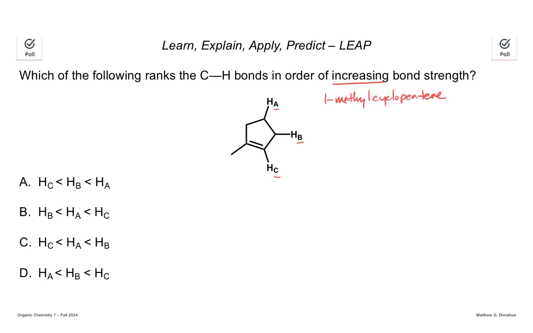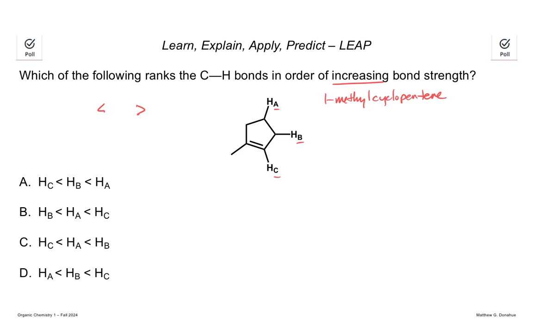So again, you're organizing things according to some trend, and then you have to pay attention to like this or that, less than or greater than. Does it match that word that's in the question? So by increasing, we want the weakest bond listed first and the strongest bond listed last.